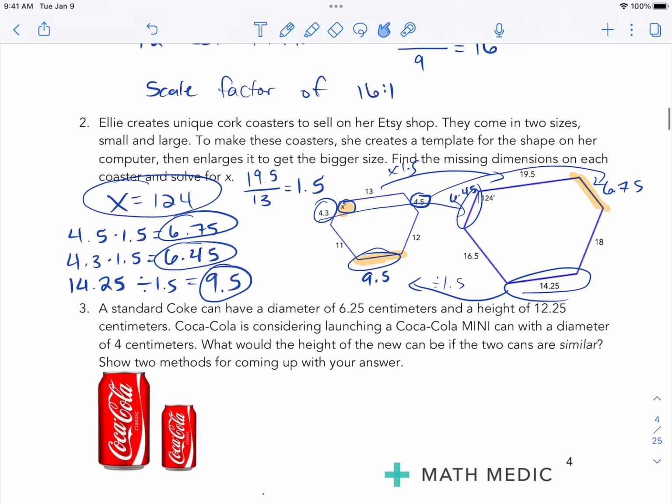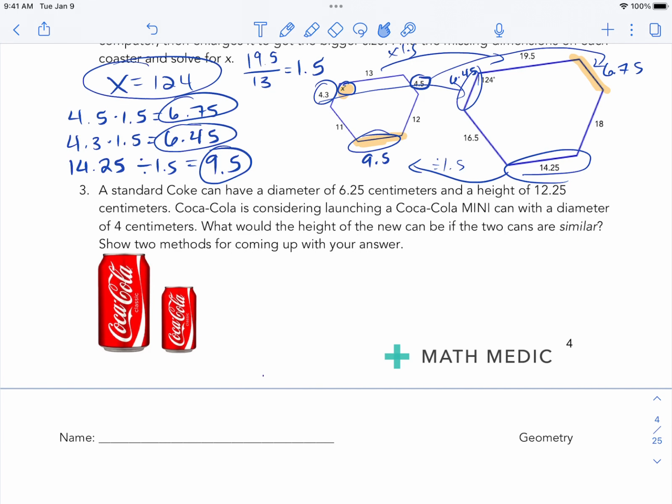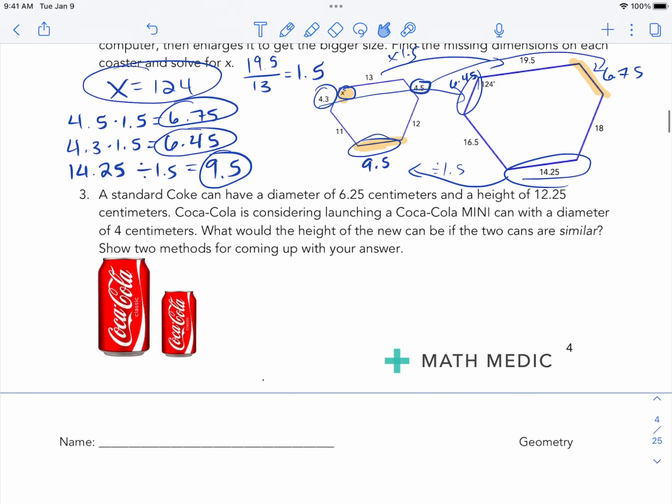Let's do one more. Number 3, a standard Coke can has a diameter of 6.25 centimeters and a height of 12.25 centimeters. Okay, let's go ahead and label those on our can. So the can has a diameter of 6.25 and a height of 12.25. Coca-Cola is considering launching a Coca-Cola Mini with a diameter of 4 centimeters, so this would be 4. What would be the height of the new mini can, if the two cans are similar? Show 2 methods for coming up with your answer.